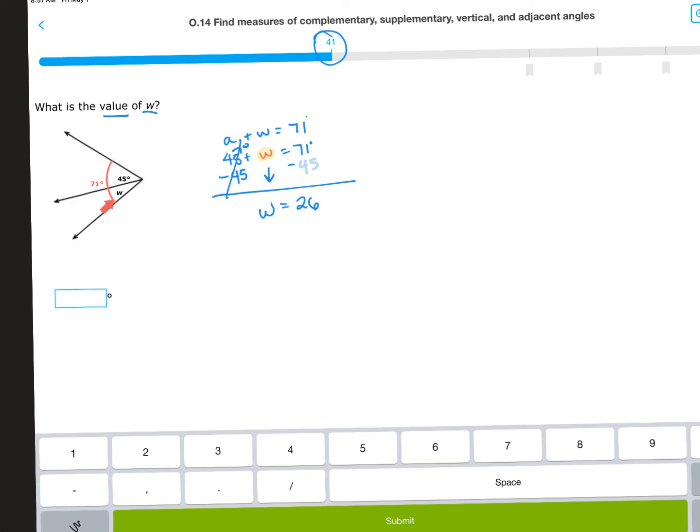Here's 71 degrees, right? This is not complementary. It is not supplementary, but they are two angles that are adjacent to each other, and they both add up to 71 degrees. And if they both add up to 71, you can take this one away, and whatever is the remaining is your missing angle.